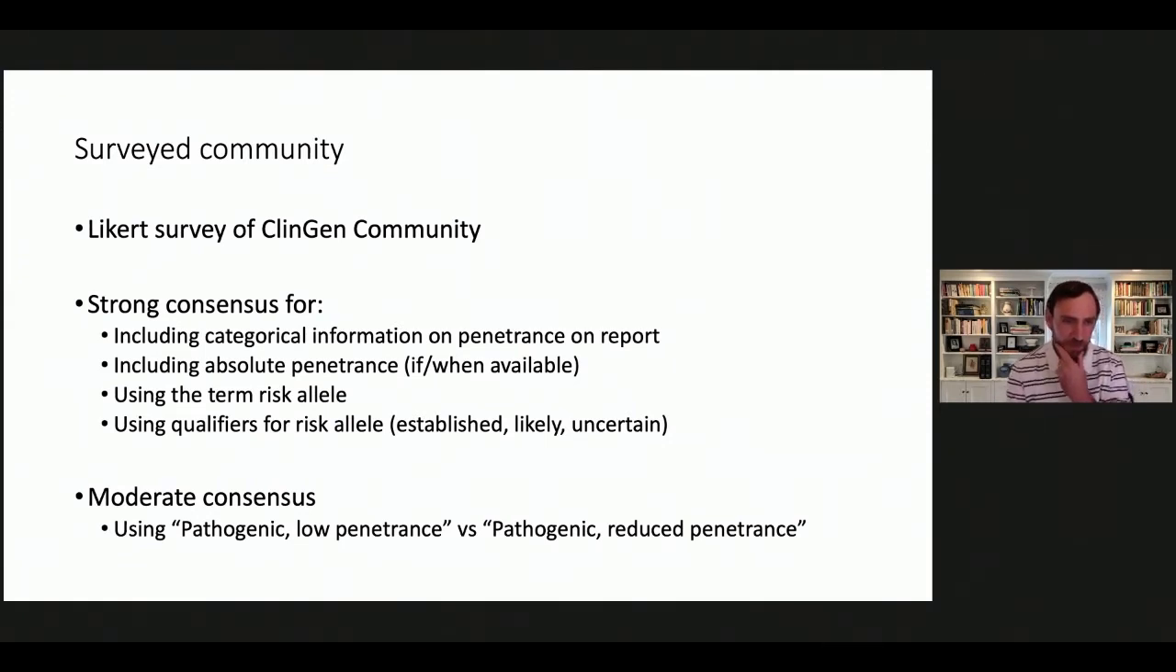I will say people did like using the term risk allele. We had many different options for this, and risk allele was sort of the key winner, as well as using qualifiers for risk allele: established, likely, and uncertain risk allele. And this was actually what was recommended early in that ACMG AMP guidelines paper. It is what people gravitated to, having risk allele be the term instead of risk variant or some other modifier. And then having these qualifying terms: established risk allele, likely risk allele, or uncertain risk allele.